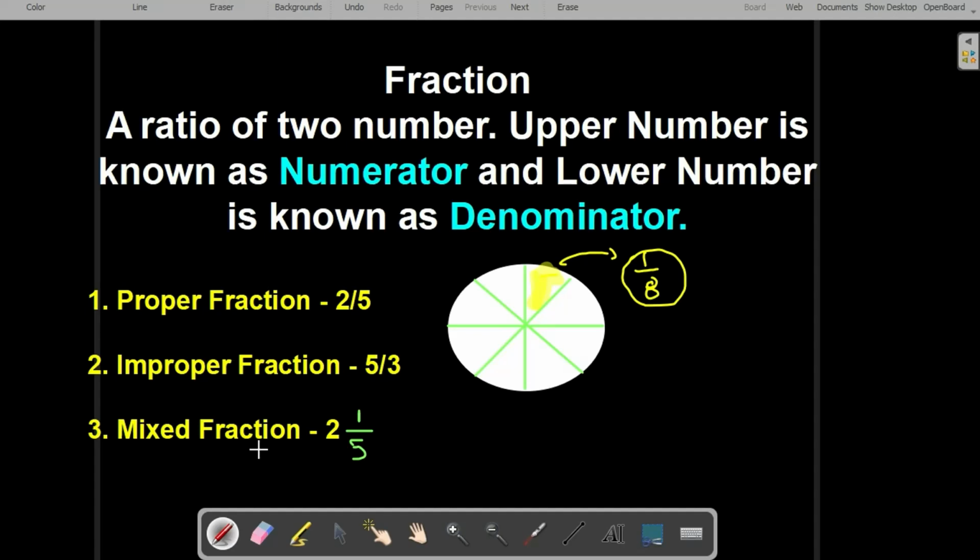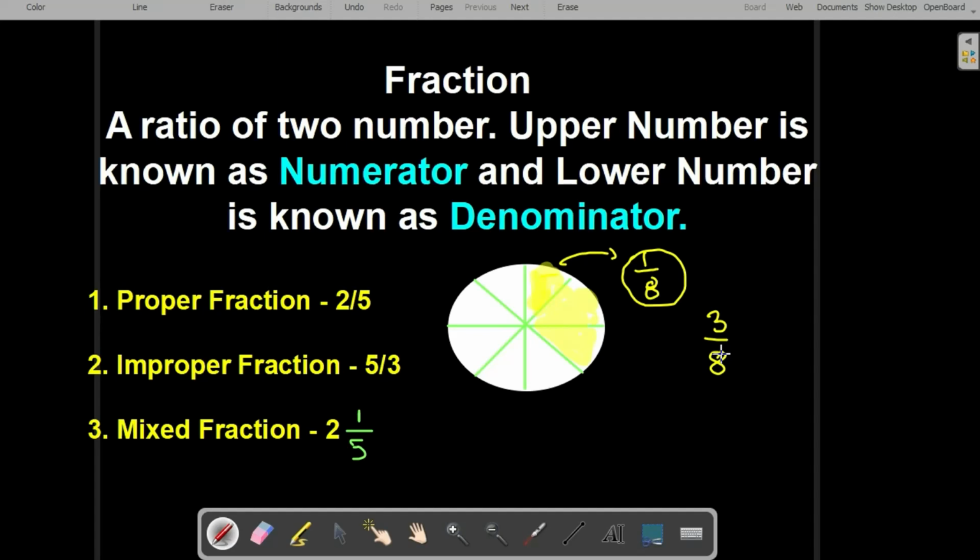Suppose I color just 3 parts, that means there are 3 parts in yellow color. So if we have to express it as a fraction, we can write 3 out of 8.